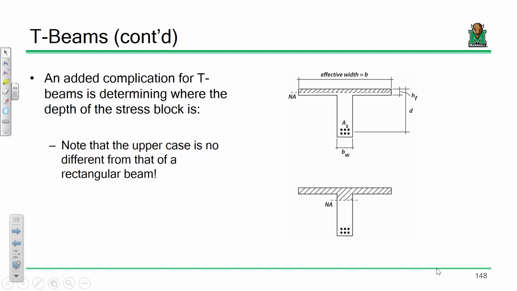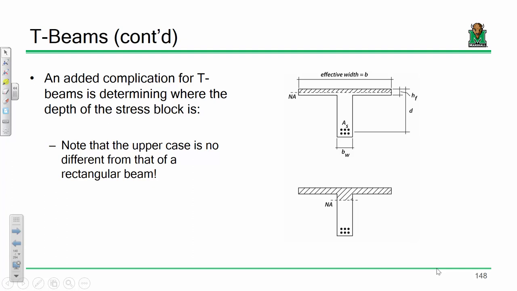The compression is equal to the tension, right? So I set these two equal to one another, and I say C equals T. I say 0.85 Fc prime AB equals AsFy, and then I just divide. And then this right here was the formula for A. There really wasn't much magic to it. Is everybody okay with that?